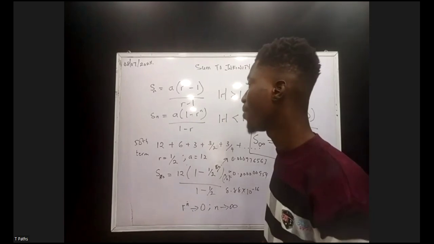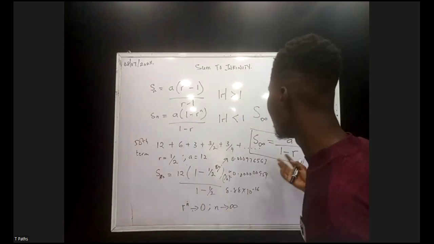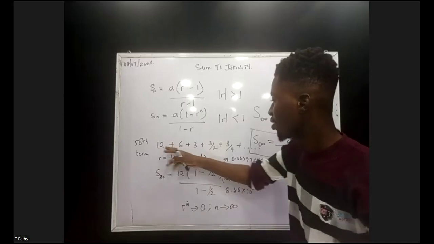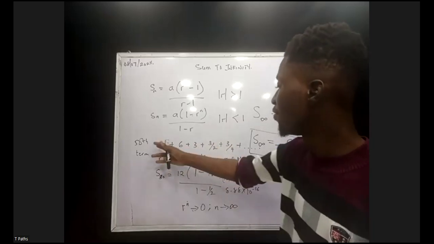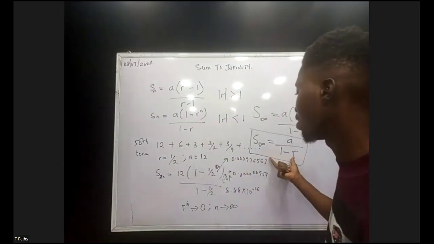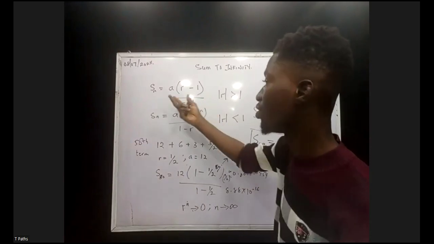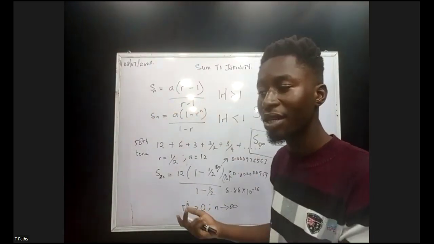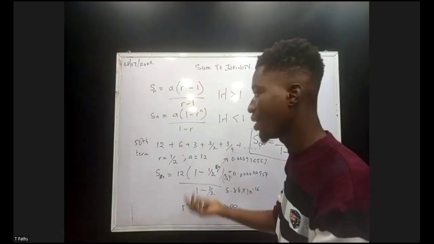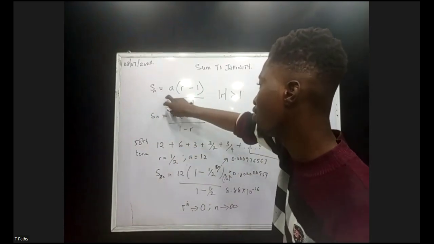Now you might be asked in a question to calculate the sum to infinity of a geometric series, given the first term and the common ratio. We simply use this formula. That's the formula for the sum to infinity. But if we are asked to calculate the sum of the nth term, either the 10th term or the first 20 terms, we simply use this formula.